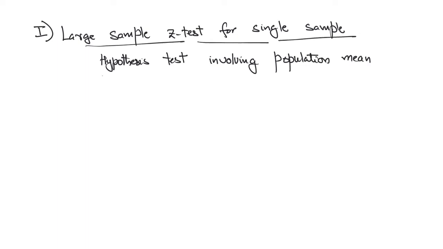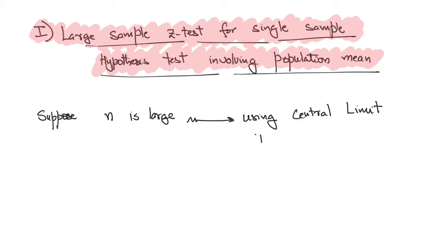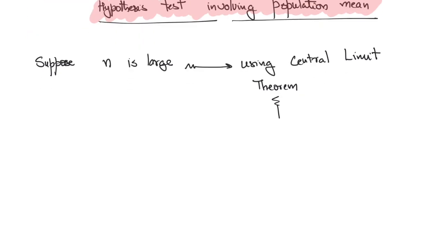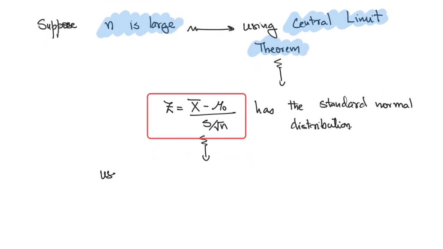So the assumption here is that n is large. And in this case, using the central limit theorem, we notice that the statistic x bar minus mu naught divided by s divided by square root of n has a standard normal distribution. We will use this as our test statistic to calculate the p-value.